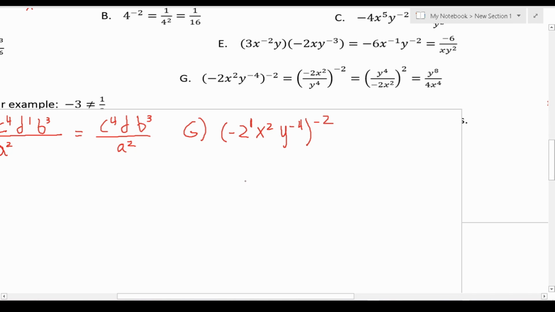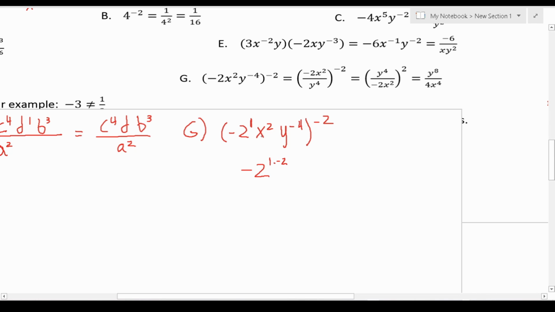Okay, so this is going to be negative 2 as our first base. And then according to the power rule, we take this exponent and multiply it by this exponent. So that's going to be 1 times negative 2.